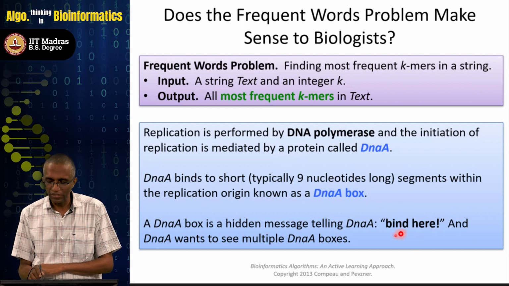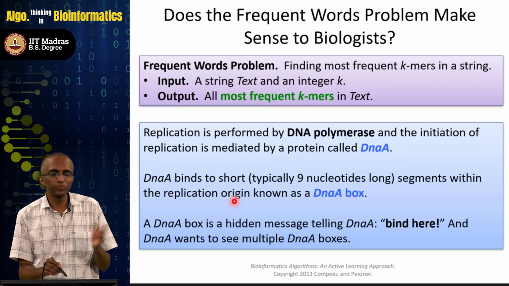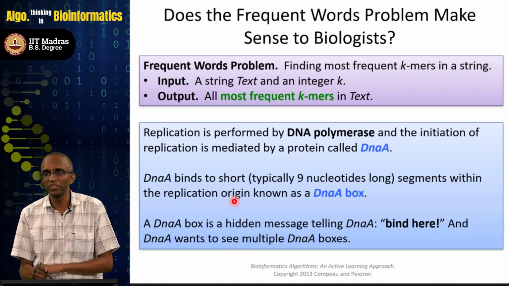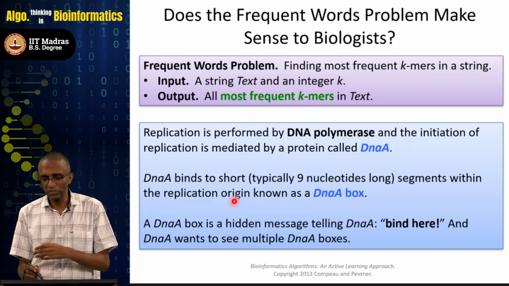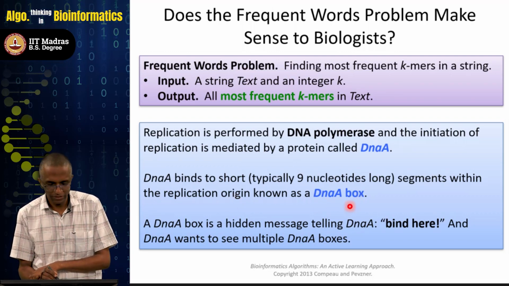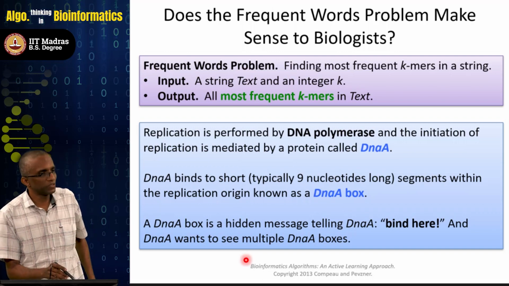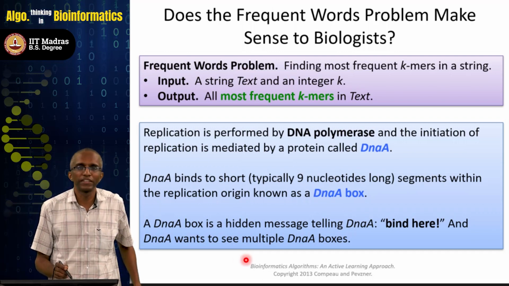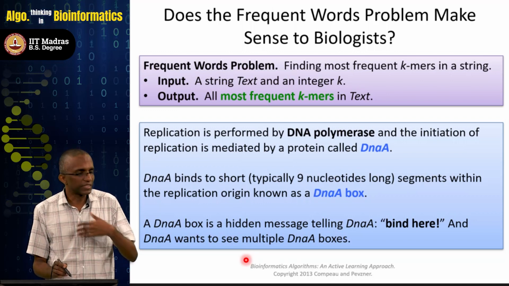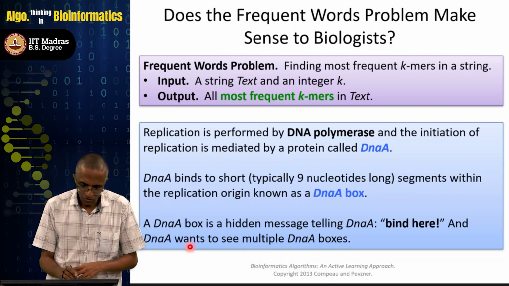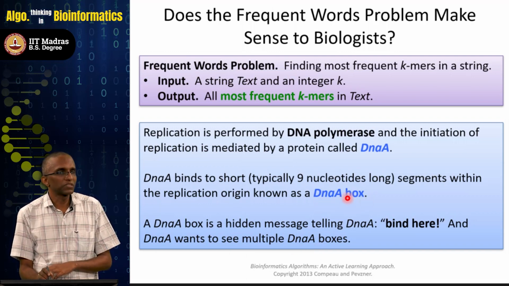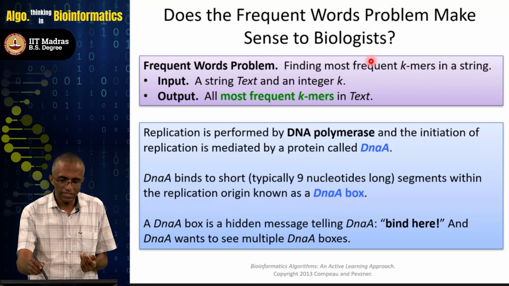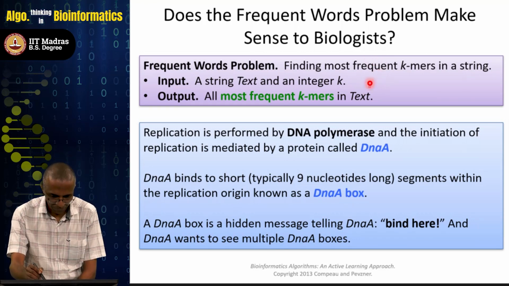So, in very simple terms, the DNA protein does not randomly bind to any 9-mer sequence. It has certain 9-mers that it prefers to bind, and those are the ones called DNA boxes. For it to reliably bind and not miss anything, we need to see multiple DNA boxes, so that it can bind to one of them. That is where the frequent occurrence of DNA boxes is the biological motivation, and that is how we have converted this into the computational problem.